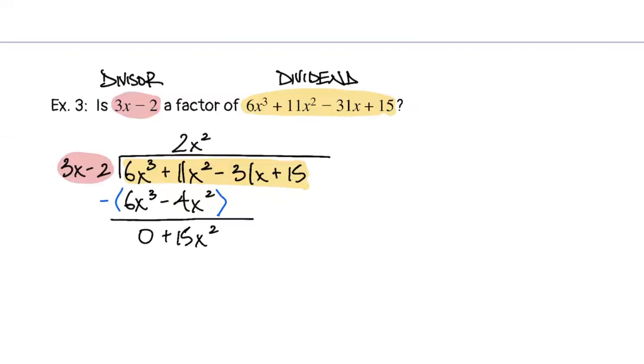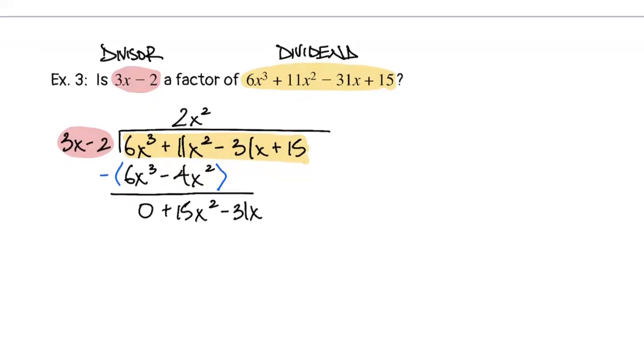All right, now we're going to bring down that negative 31. Now we're going to ask ourselves a similar question. 3x times what gives you 15x squared? 5x. And I'm going to put that above the 31x. Now we're going to multiply that out. So we get 5x times 3x, that's going to give us 15x squared. And then 5x times -2 gives me -10x.